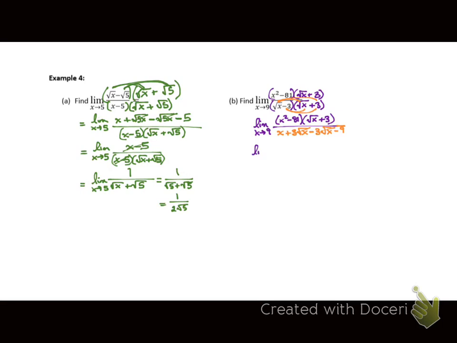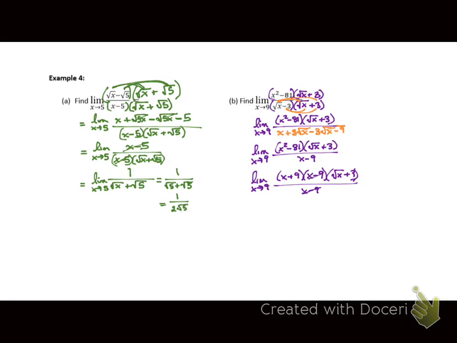So we end up with the limit as x approaches 9, x squared minus 81 times the square root of x plus 3 over x minus 9. Now you might notice, well, hey, I still have 9 minus 9 in the denominator and nothing canceled. However, x squared minus 81 factors. So let's go ahead and factor that. Remember, it's a difference of squares, so we get x plus 9 times x minus 9 times the square root of x plus 3 over x minus 9, so those cancel.